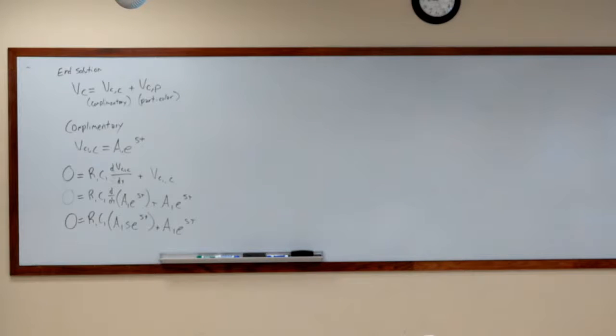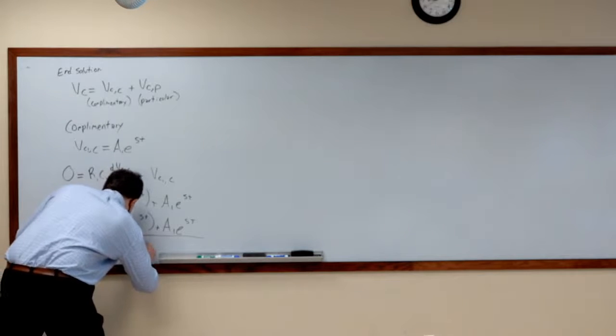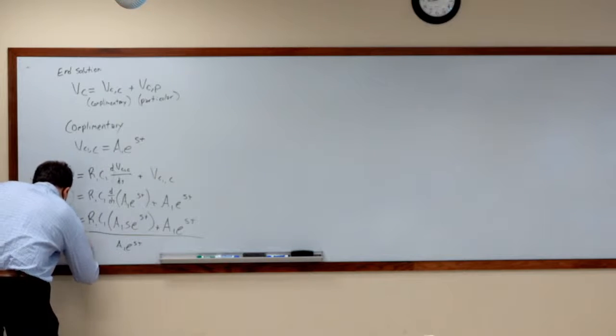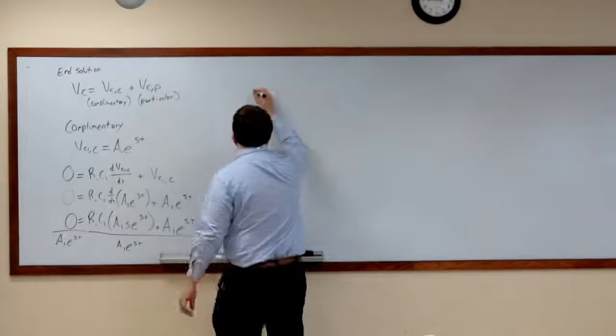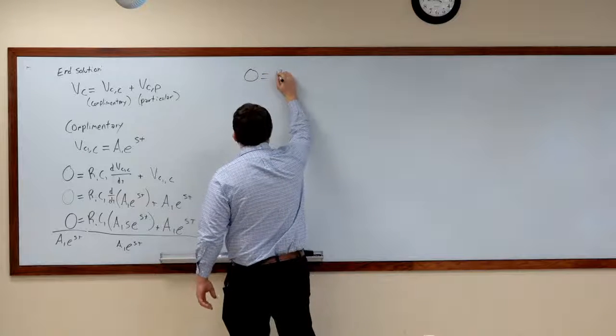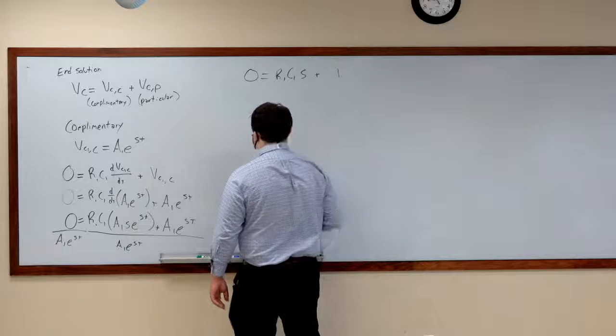We can take both sides and divide out A1e^(St), right? Because A1e^(St) shows up in both places. Divide the left side by A1e^(St), and then what we get is what's left over: 0 is equal to R1 C1 S plus 1. Look, no time. There's no functions anymore. We're dealing with constants again.